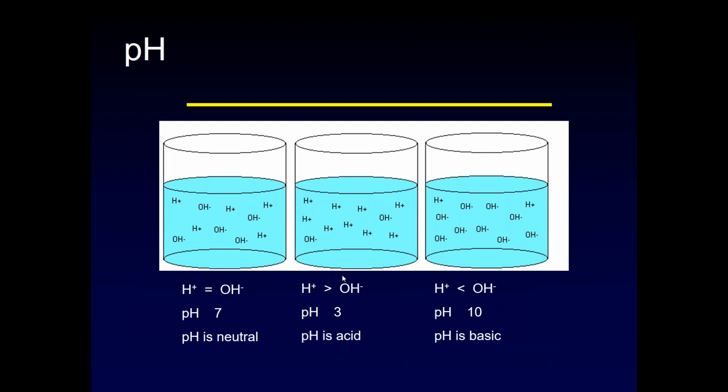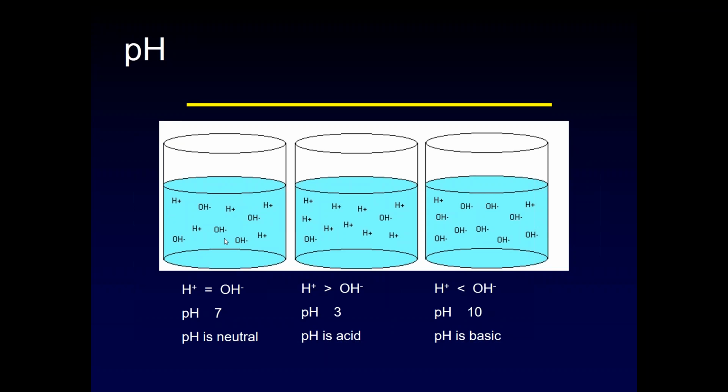Now, when we measure pH, what we're really measuring is the concentration of the hydrogen ions that are in solution. So if you consider these glasses of water, in this first glass, we have an equal concentration of hydrogen and hydroxyl ions. And this pH is said to be neutral, or pH of 7.